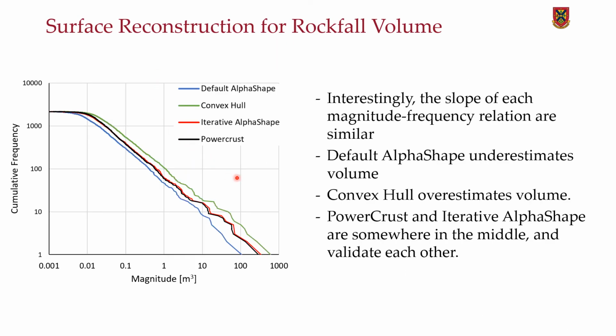So if we plot again all this information onto a magnitude cumulative frequency chart, we can see the potential volumetric error associated with using different surface reconstruction techniques to estimate volume. Interestingly, the slope of each of the magnitude frequency relations are similar. However, as we pointed out earlier, the default alpha shape underestimates the volume, whereas the convex hull overestimates the volume, and the power crust and the iterative alpha shape lie somewhere in the middle and validate each other.